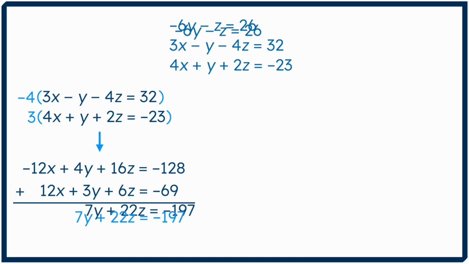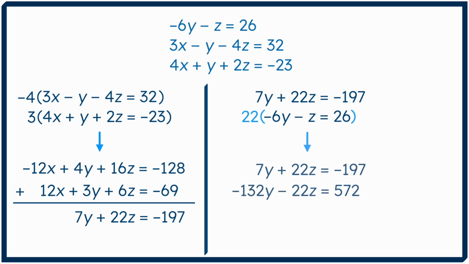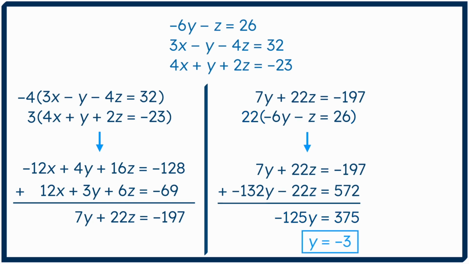Great, now we can use our new equation and our original first equation, negative 6y minus z equals 26, to eliminate another variable. If we multiply the entire bottom equation by 22, we can eliminate z. We'll add these equations together to get negative 125y equals 375. And now that we only have one variable in our equation, we can solve. Dividing both sides by negative 125, we find that y is equal to negative 3.